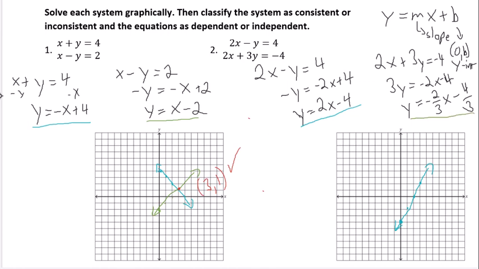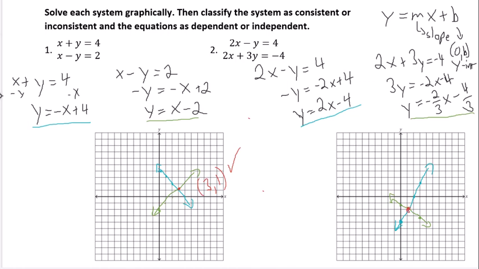So starting at negative 4/3, right there. And then we're going to drop 2 and run 3. Drop 1, 2. Run 1, 2, 3. And so connecting those points, and when we look at our intersection, looks like it's right there.